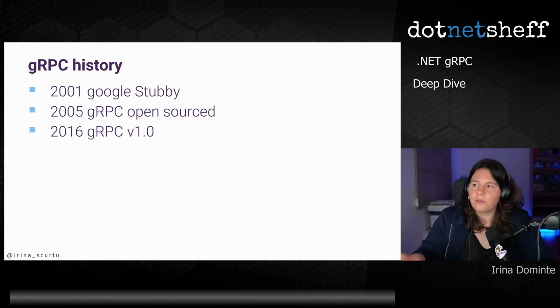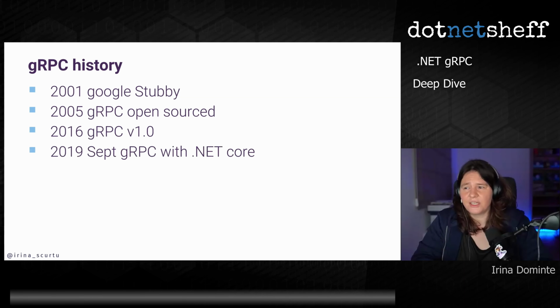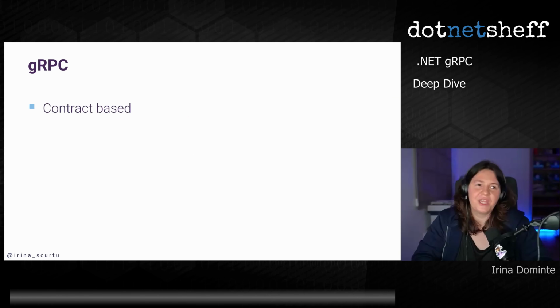Fast forwarding a few years, we got it in .NET around 2019 with .NET Core. Since then, we were able to create a special project type by using Visual Studio or the preferred IDE that is called gRPC service. And since then, a whole new world opened for us, another technology that we need to be aware of. gRPC as a concept is contract-based. We have no more code references.